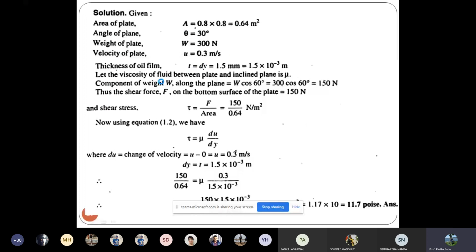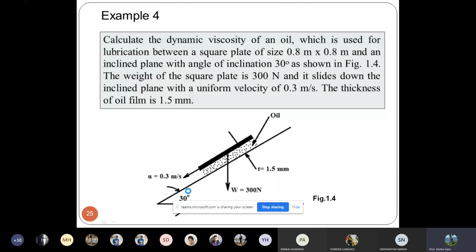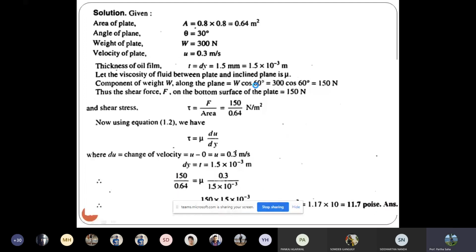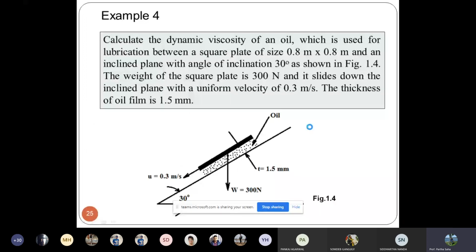Now the weight component along this plane will be either W sin 30 or W cos 60. You can calculate that: it will be 150 Newton because it is making an angle of 30 degrees. That is the amount of weight, the force acting in this direction. The weight is in this direction, but the weight component acting along the direction where the plate is moving is 150 Newton.